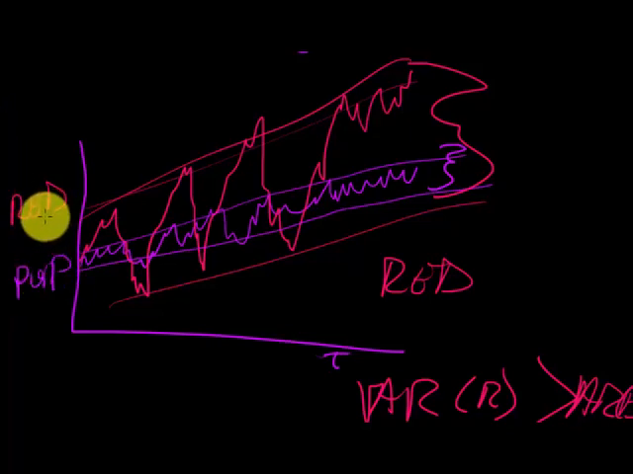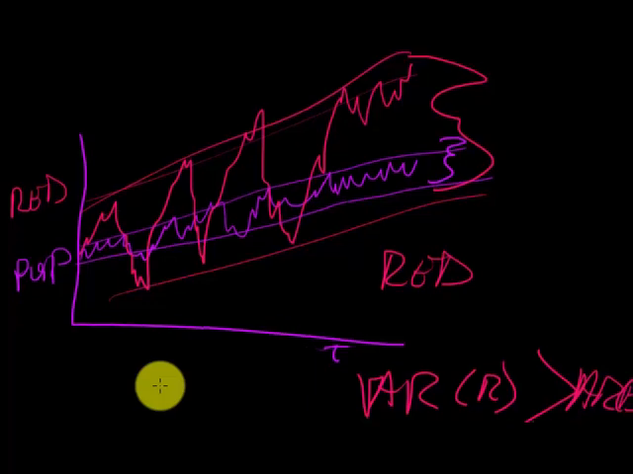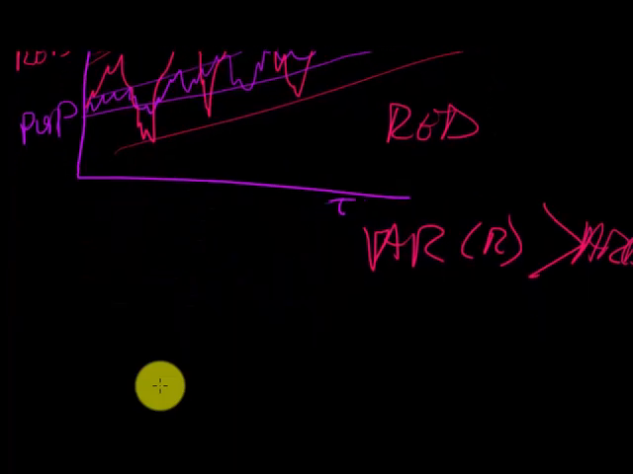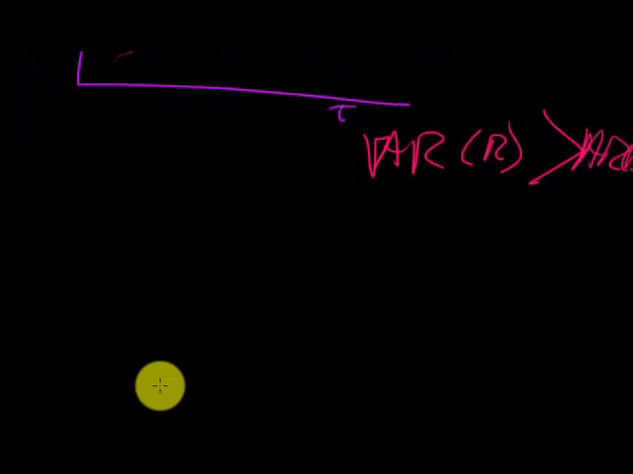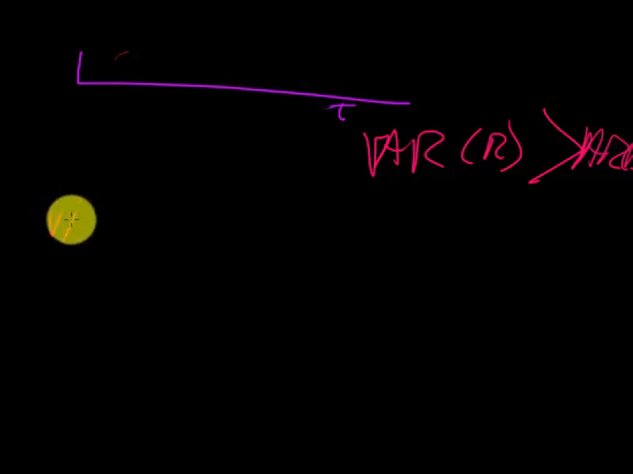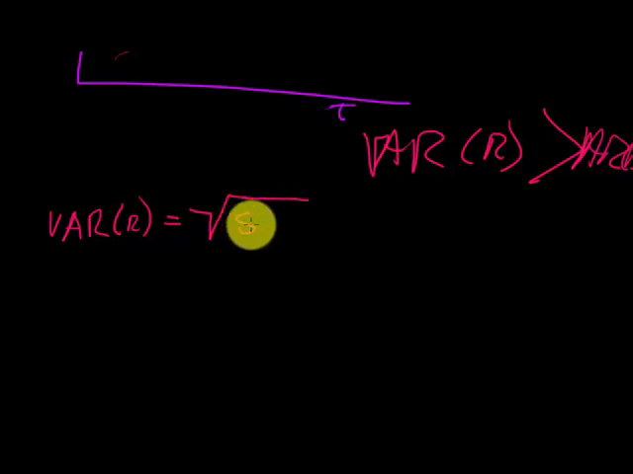So we probably are going to look at the red one and be like, I don't know when it's going to go up and I don't know when it's going to go down, but when it does, it's going to go up and down at a much faster clip than purple is. So red is the more dangerous stock. It is the more volatile stock, and it has the greater variance. So variance, in this case of red, is going to be related to the square root, its standard deviation.